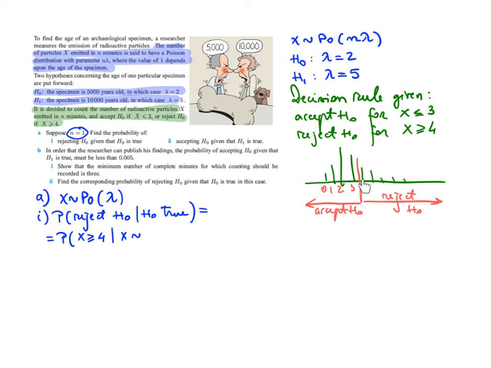So probability of x being bigger or equal than 4 on this distribution under H0. So under H0 lambda is 2. I calculate this probability on a Poisson distribution and that's my answer. That's the probability of a type 1 error.